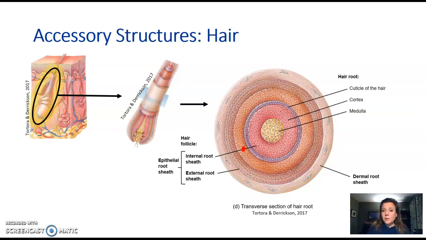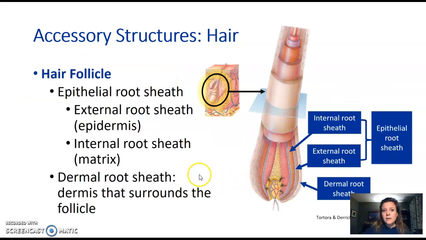So it might surprise you, but really the root sheath is simply an invagination of the epidermis. And so it's going to contain many of the same cells that are found in the epidermal layers. The hair follicle, like I said, is made up of the root sheath, so you can take a look at this picture and see what that organization is.